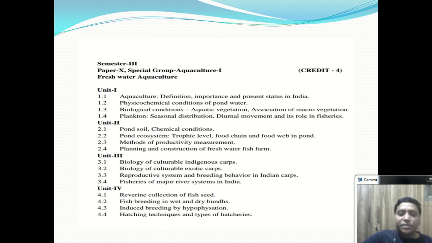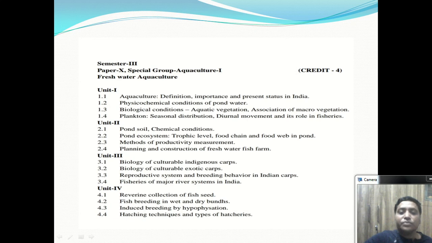Now the second topic is the physico-chemical condition of pond water. Here they ask about the physical as well as the chemical parameters of the pond. In physical parameters, temperature, turbidity and light are the physical factors. In the case of chemical factors, there is DO, meaning dissolved oxygen, then CO2, pH, nitrate, sulfate, phosphate, and also alkalinity. And some remaining parameters are there. All these are the chemical parameters.